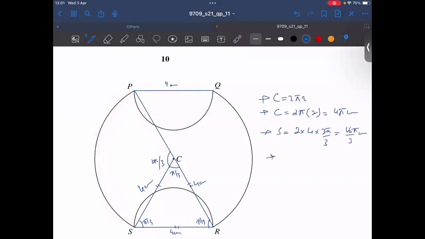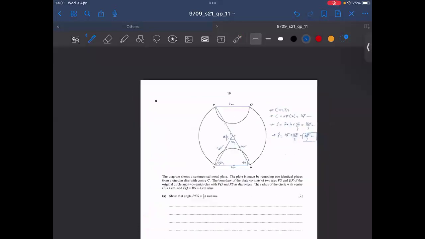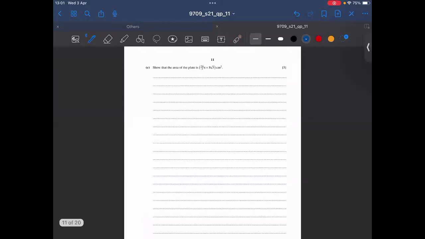Is there any other length that is part of the boundary of this plate? No. These are lines which I have drawn myself. These are not part of the boundary. These are the only 4 lines that are part of the boundary, so I'm going to add them up to get the perimeter of the plate. It's going to be 4 pi plus 16 pi by 3, which is 28 pi by 3 centimeters. Is it clear or not, Ms. Iman? Yes, sir.